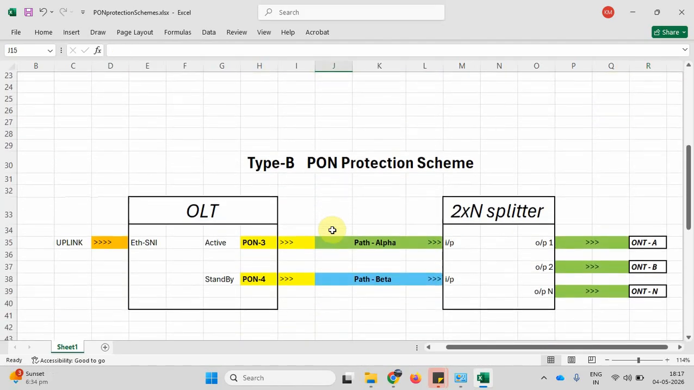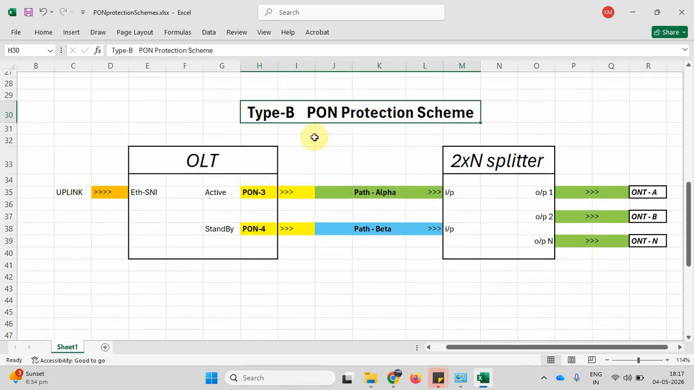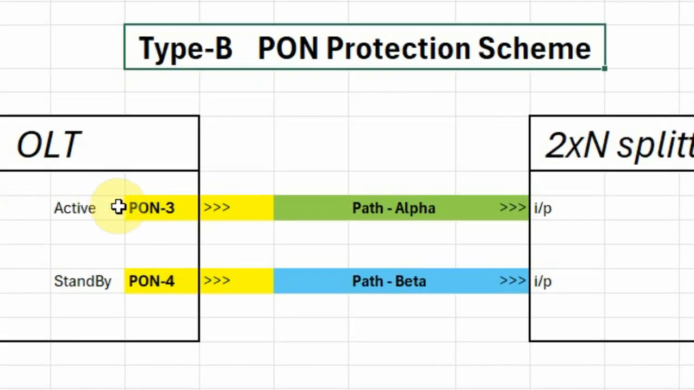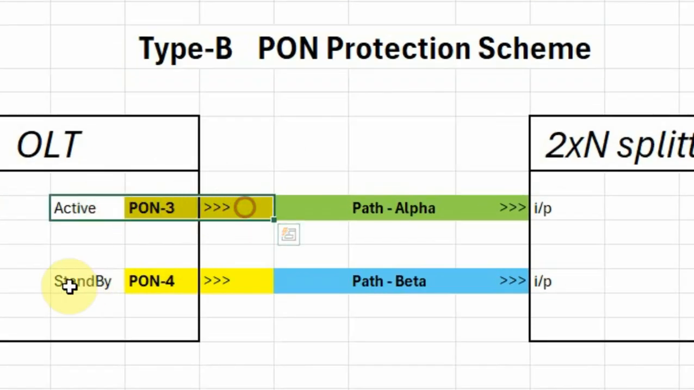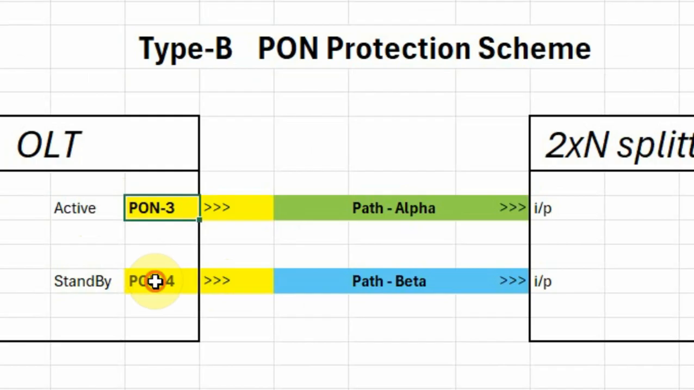That is why many of the ISPs or service providers deploy a Type B PON protection scheme in their GPON network. This Type B PON protection scheme involves the coupling of two individual physical PON ports. So for example, here I have selected PON port number 3 and PON port number 4. So these are individual PON ports. So when I apply the Type B, for the intelligence of the OLT, the two PON ports appear as a single virtual PON port.